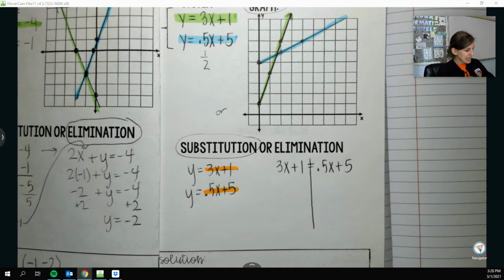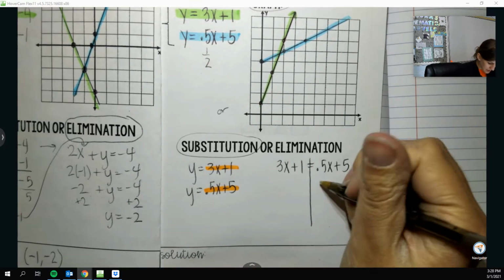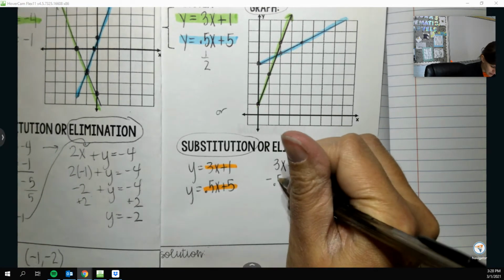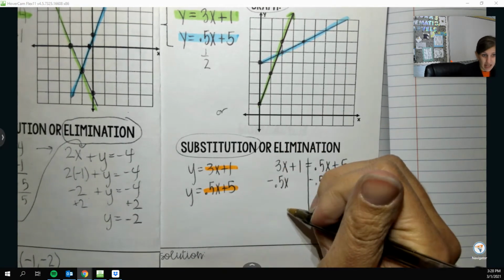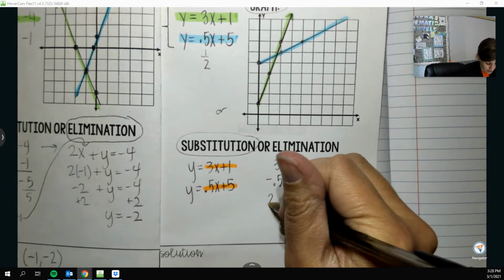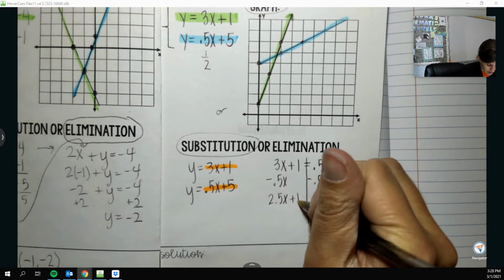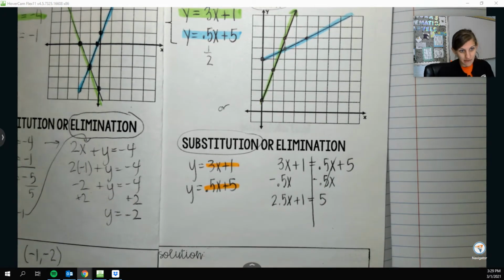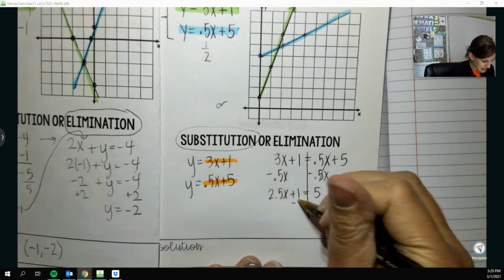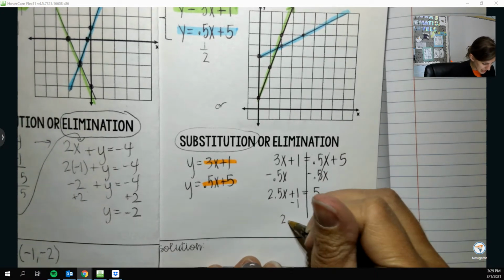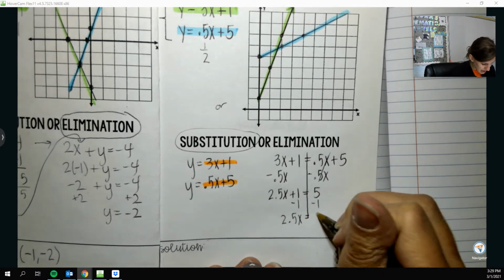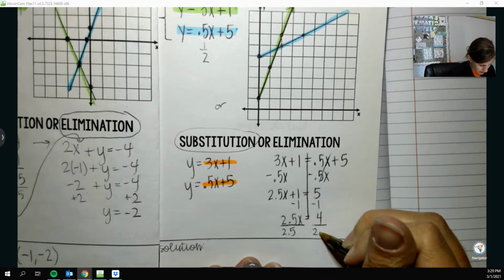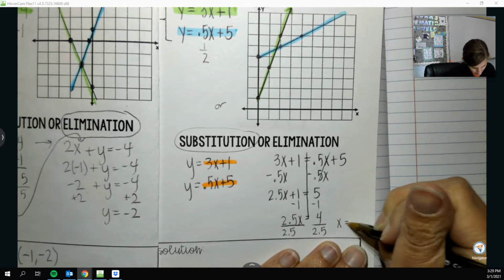We're going to want to get our x's on the same side. So I would subtract the smaller one, 0.5x. And 3 minus 0.5 will be 2.5. Look at me, keeping it a decimal. I was about to change it to a fraction, but I'll keep it for you. Then I would solve for x. I'd subtract the 1, both sides. So 2.5x equals 4. And then finally, I would divide by 2.5 to find that x is something.